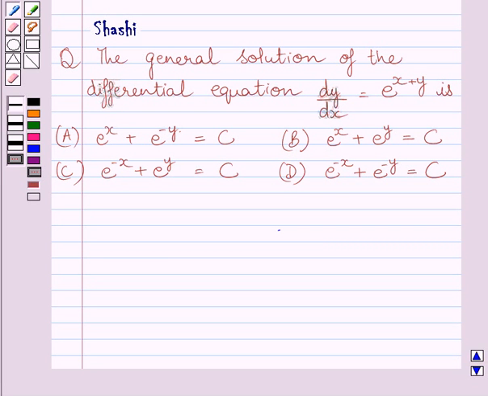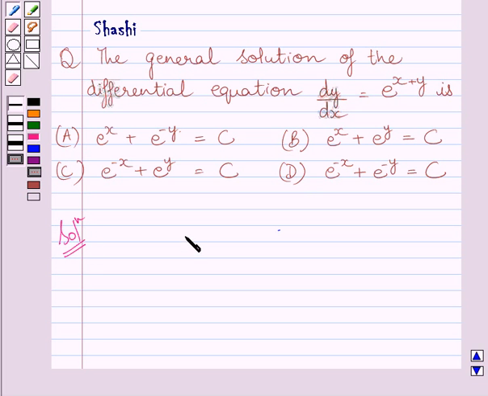Today I am going to help you with the following question. Question says, the general solution of the differential equation dy upon dx is equal to e raised to the power x plus y is, we have to choose the correct answer from A, B, C and D. Let us now start with the solution.